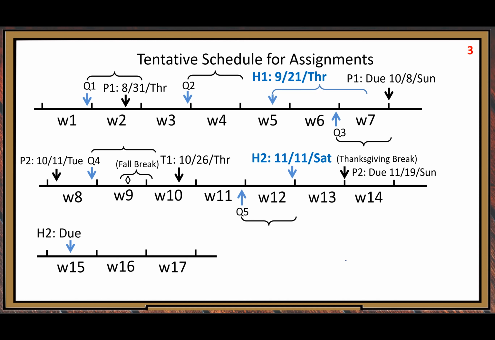Then you have the last quiz, number 6, before our final week, the last assignment, and then the final. So that's the timeline. I should follow this 90-something percent. If not 100%, 90-something percent. I'll try my best to follow it.